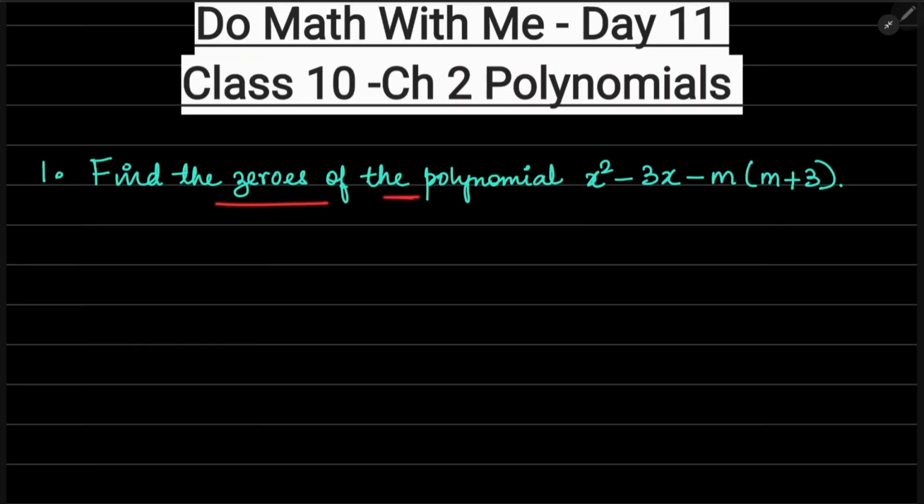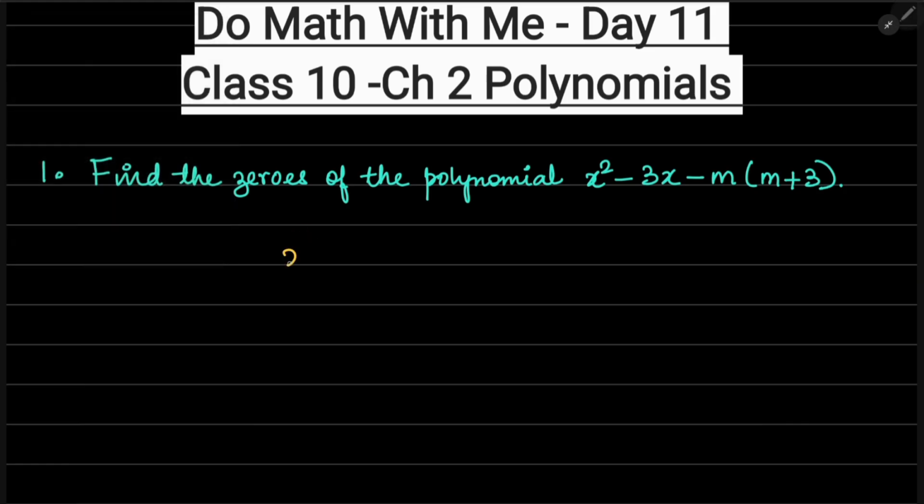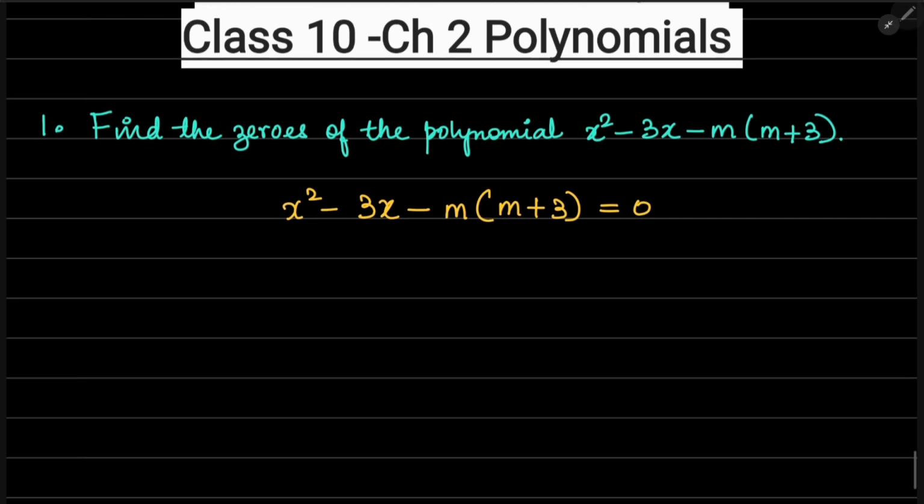Find the zeros of the polynomial x square minus 3x minus m into m plus 3. Okay, so let us write, you have to find the zeros. Whenever you have to find the zero, you have to equate the polynomial to 0. So x square minus 3x minus m into m plus 3 is equal to 0. So always remember, every time you have to find the zeros, equate it to 0.